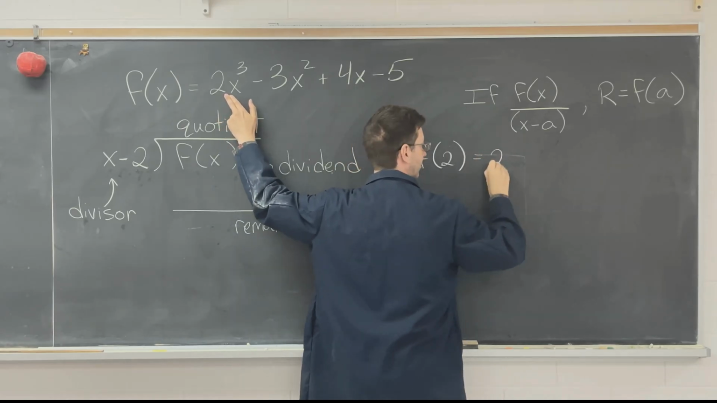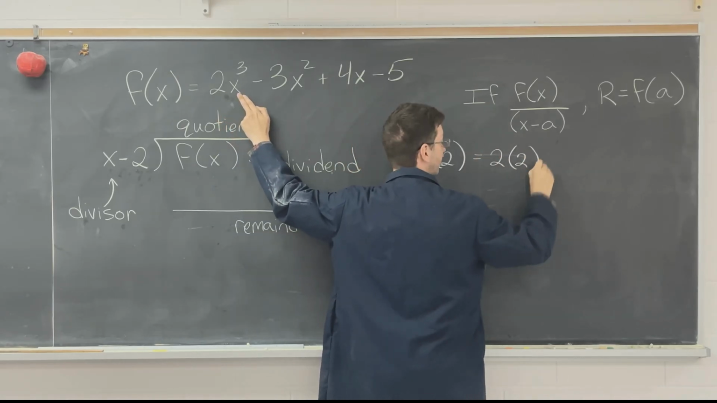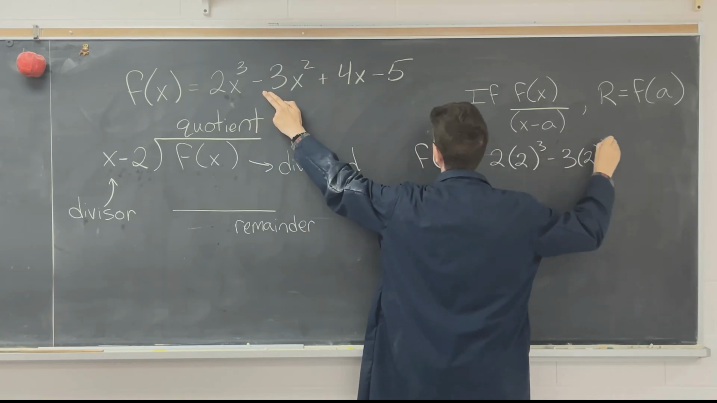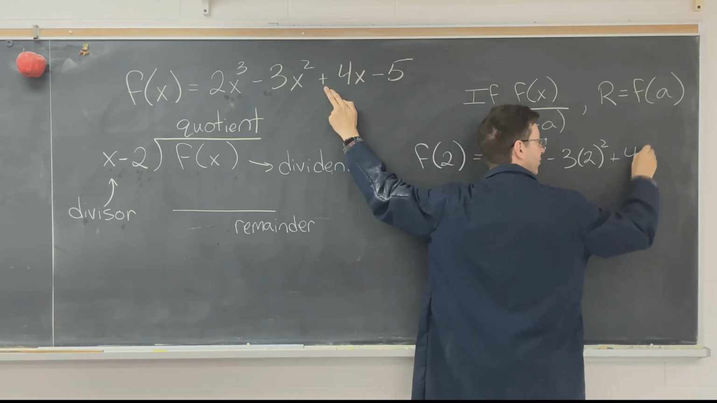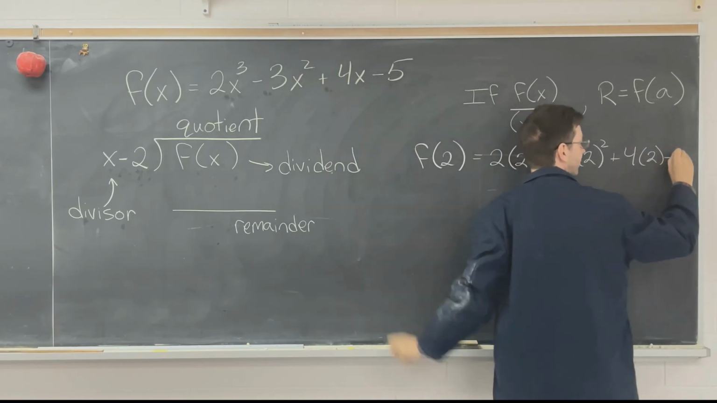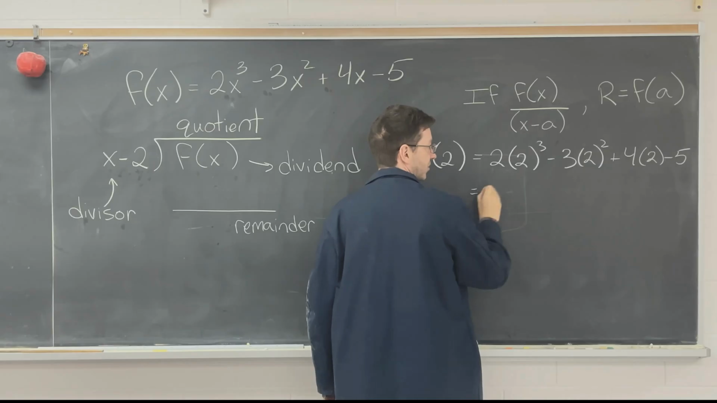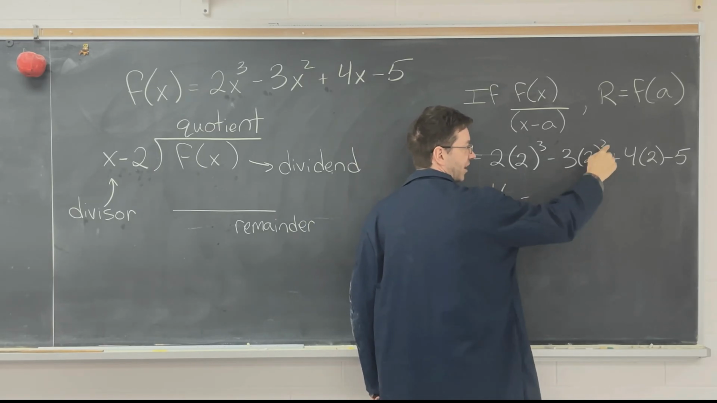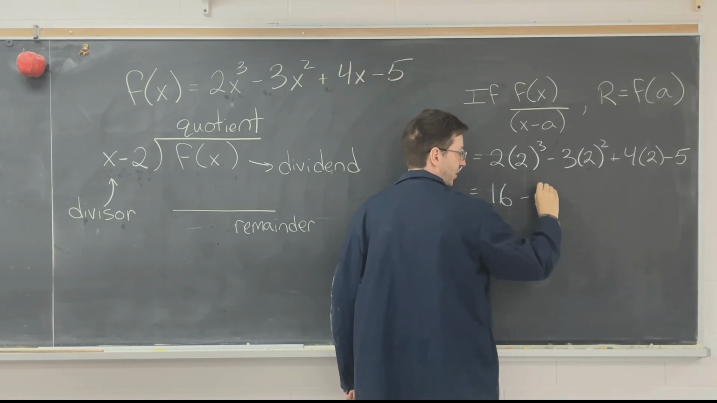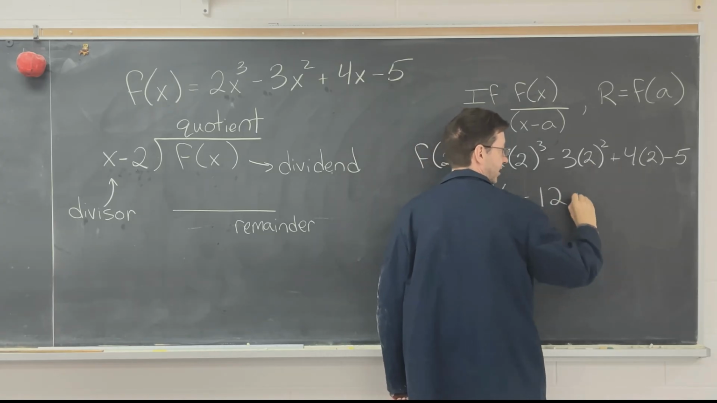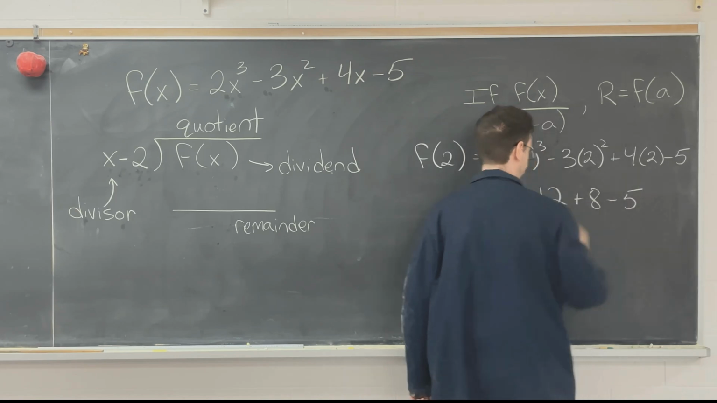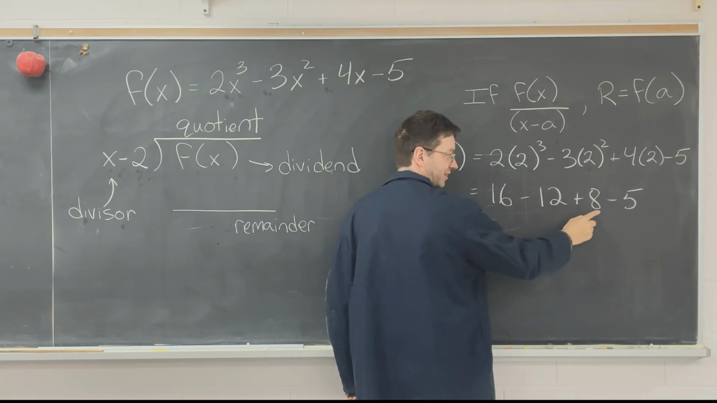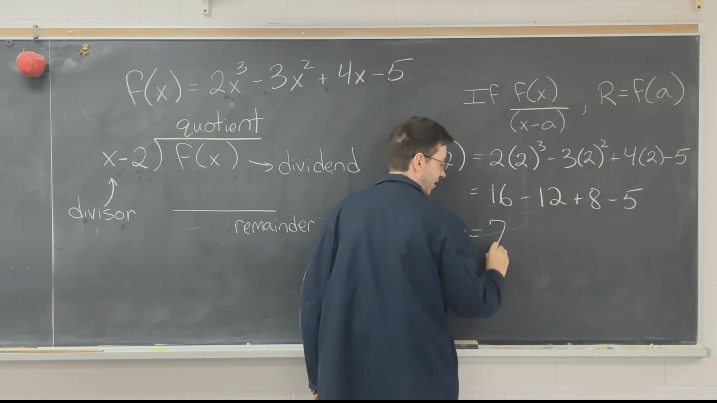So we've got 2 times 2 cubed minus 3 times 2 squared plus 4 times 2 minus 5. So this is 2 times 8, so we have 16, minus 3 times 4, so we've got 12, plus 8 minus 5. And that gives us, so we've got 4 plus 8 is 12, minus 5 is 7.